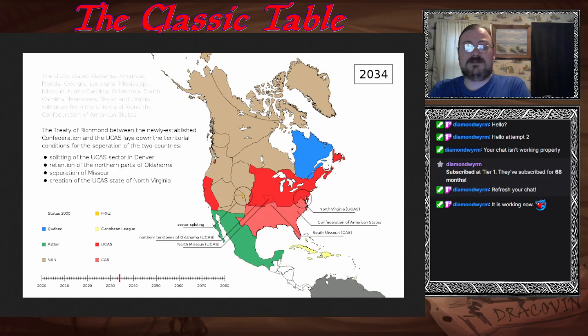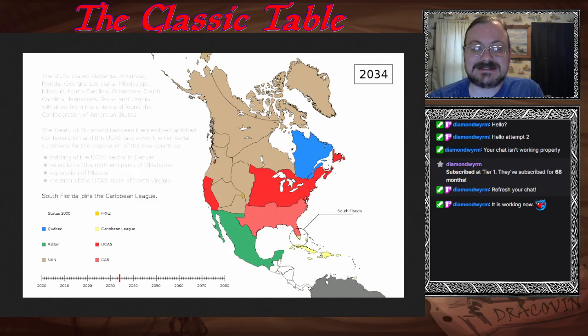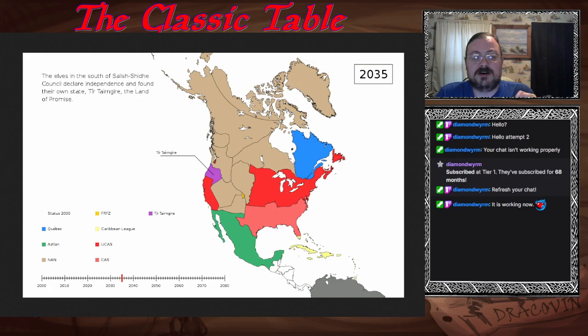So we reached 2034. There's all the areas that have been established because of that shift. Southern Florida and Miami joining the Caribbean League. Territory gig. We'll talk about that. 68 months long. That's an impressive amount.